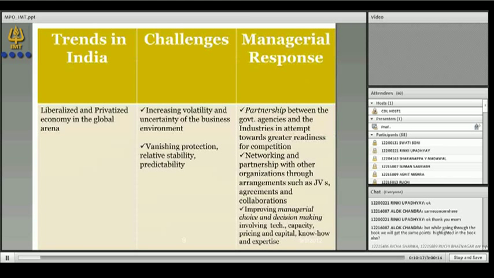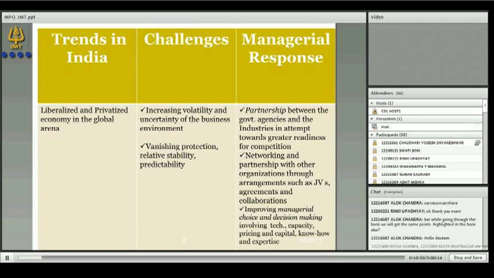If I look at some of the trends in India, a liberalized and privatized economy, and in the global arena, more liberalization and privatization being emphasized. Challenges are increasing volatility and uncertainty of the business environment, vanishing protection, and relative stability and predictability no longer expected. So the response is partnership between the government agencies and the industries towards greater readiness for competition, networking and partnership with other organizations through joint ventures, agreements and collaborations, improving managerial choice and decision making involving technology, capacity, pricing and capital, know-how and expertise.